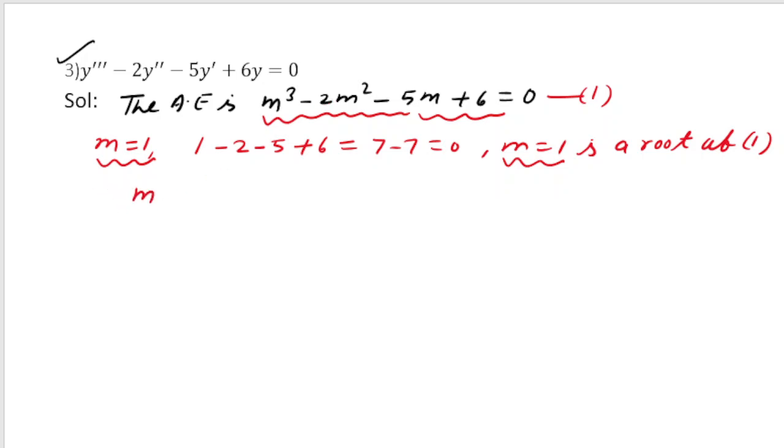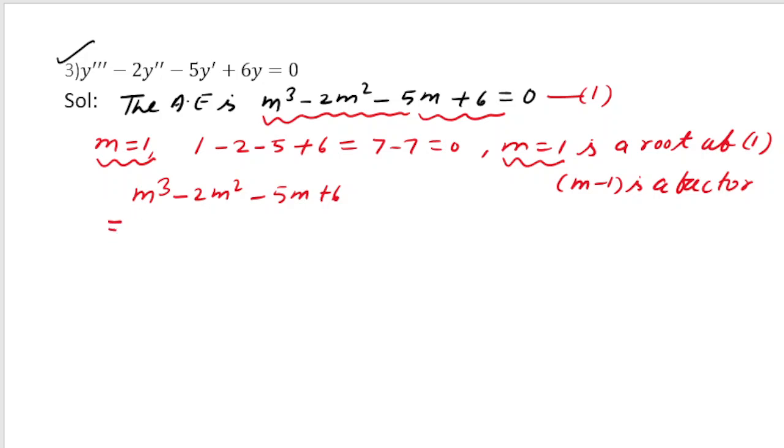Since this is the first problem, I am going to do it. m cube minus 2m square minus 5m plus 6. You can either directly factorize it. First let me do it directly. So here m is equal to 1 is a root. It means that m minus 1 is a factor of this. This is known as the factor theorem. You have studied this in your school, that if m is equal to 1 is a root, then m minus 1 will be a factor.